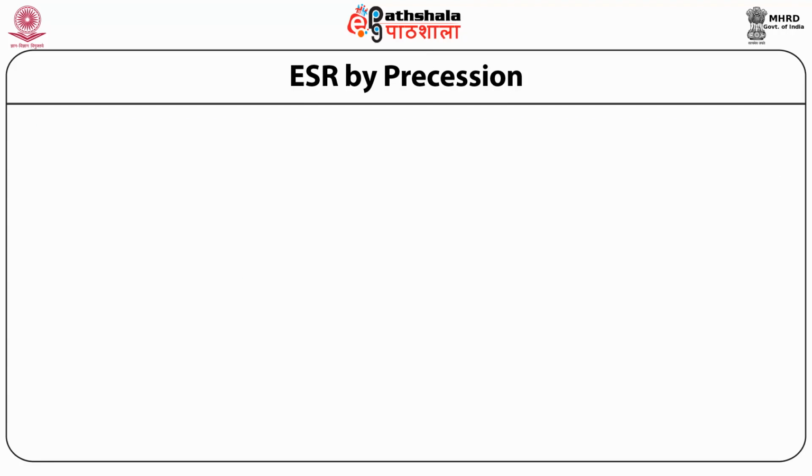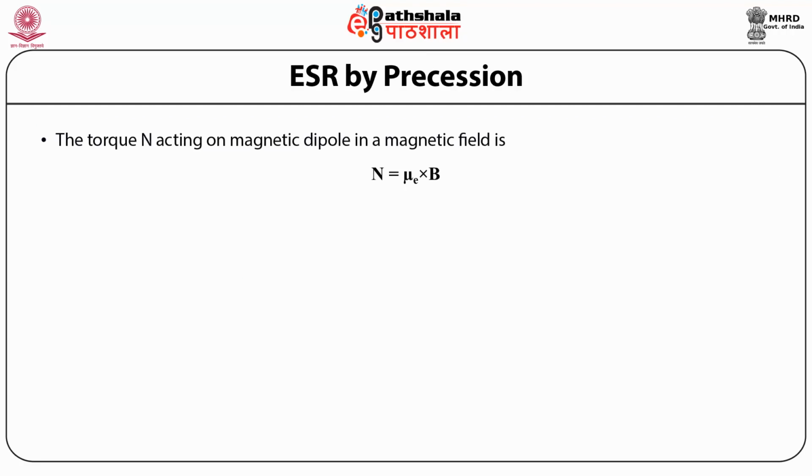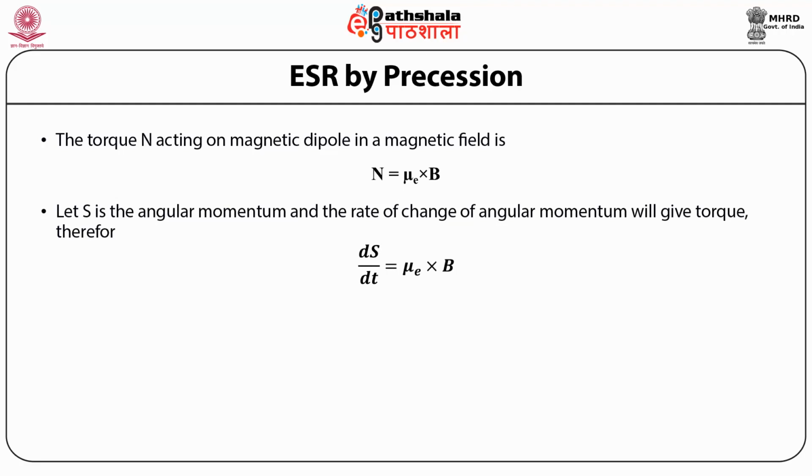Now, ESR by precession. The torque N acting on a magnetic dipole in a magnetic field is given by N equal to mu_e cross B. Let S be the angular momentum; the rate of change of angular momentum will give us the torque. Therefore, dS/dt is equal to mu_e cross B. Using mu_e equal to minus gamma S, we write d mu/dt equal to gamma mu_e cross B, equal to gamma B cross mu_e.